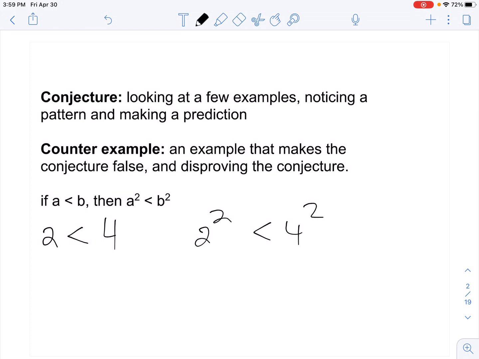But let's try to find another example. Like, what if we pick some negative numbers: -2 is less than +1. But -2 squared is not less than 1 squared. -2 squared is 4.